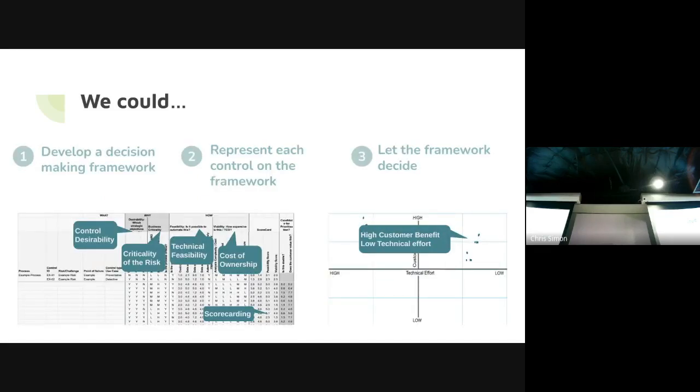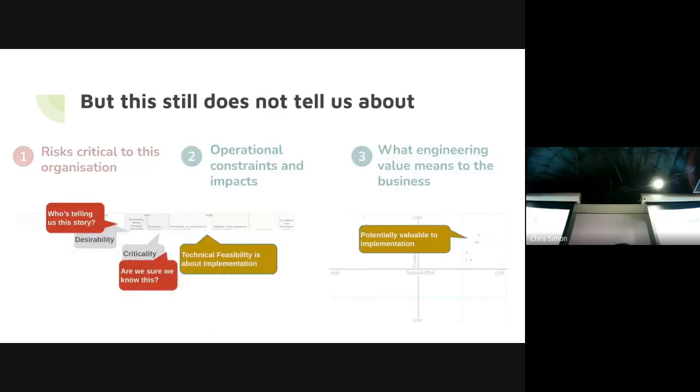And this framework's amazing, right? Because it talks of control desirability, criticality of the risk, technical feasibility, cost of ownership, and it maps it beautifully. You know exactly which control to prioritize. So what could go wrong with this? Well, what does go wrong with something like that as the first approach is that you don't know who's telling you the story. So yes, we've got a score for criticality and desirability, but who's telling you that story?